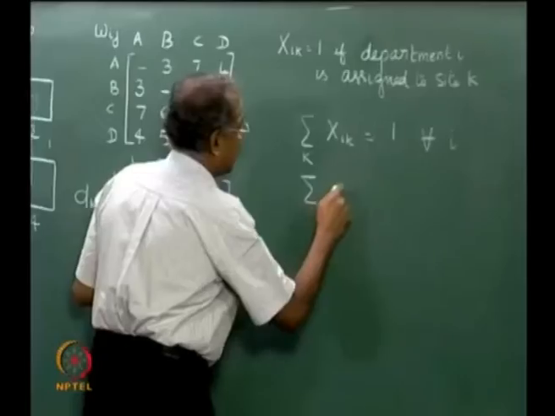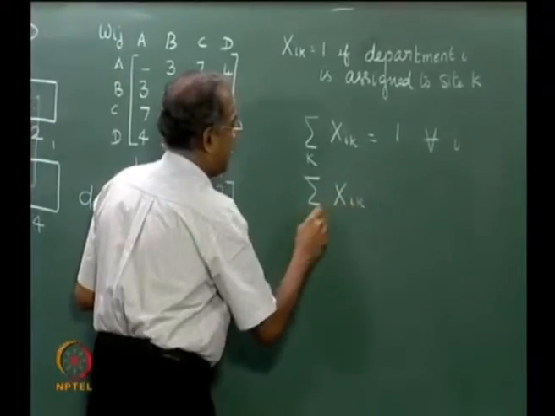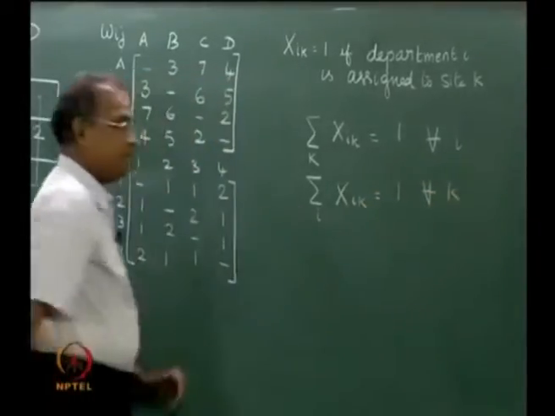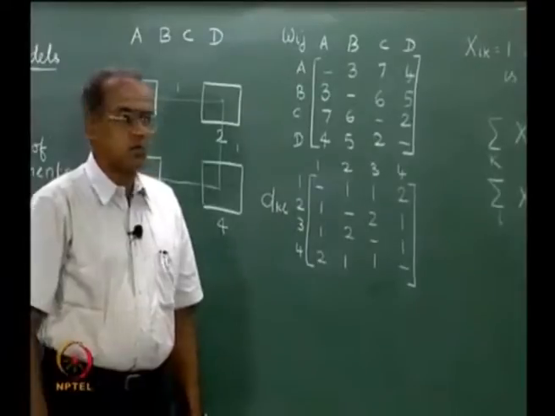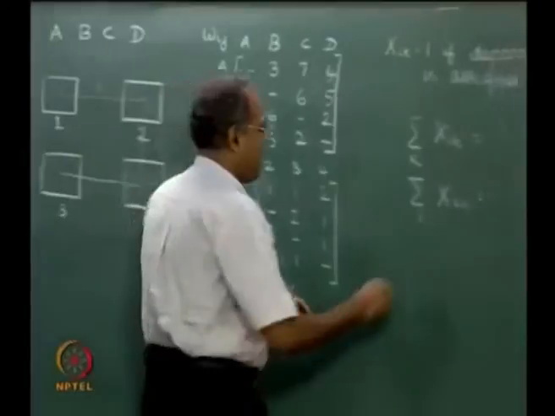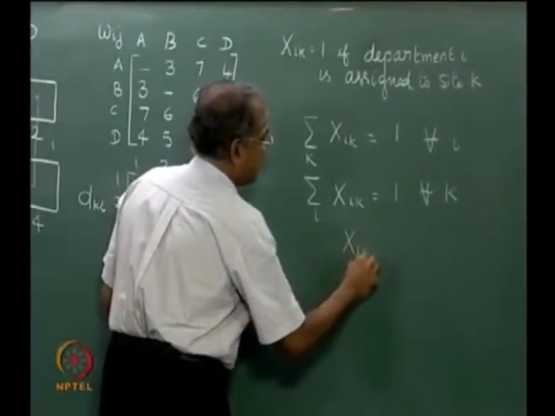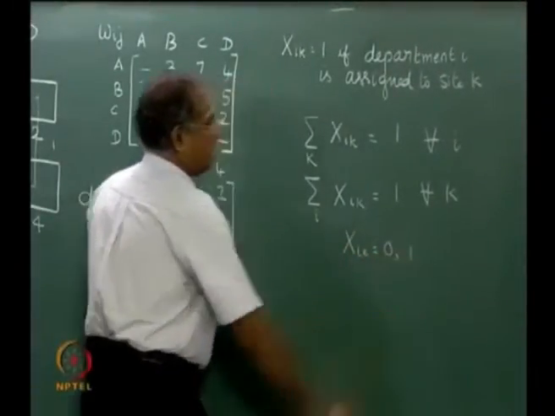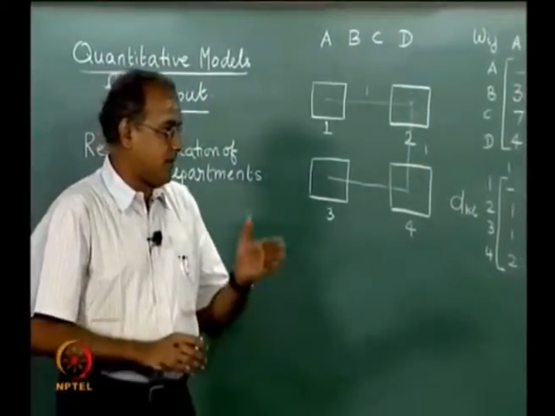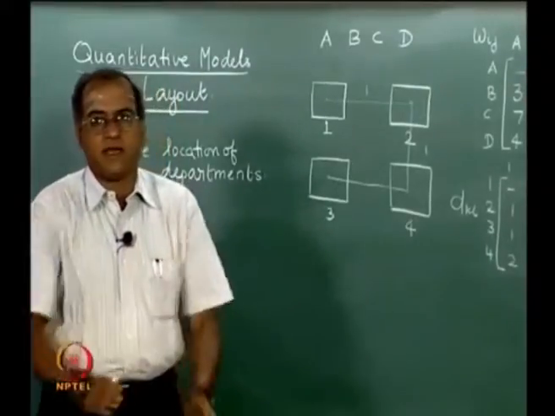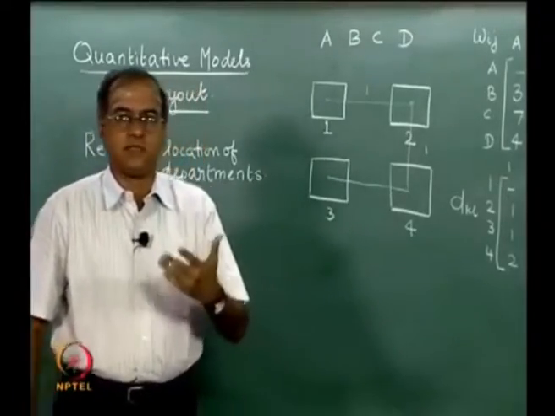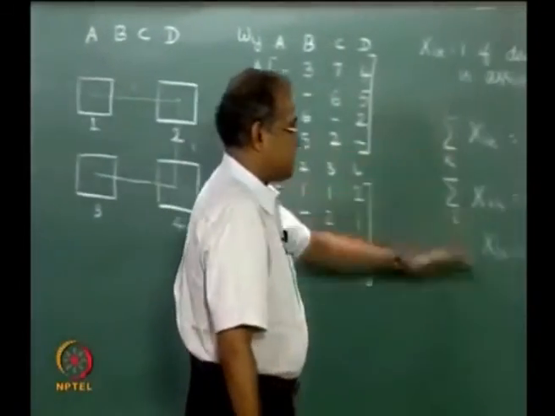Every site gets only one department: xik summed over i equal to 1 for all k. k is the site. So, every site gets exactly one department allocated to it, and xik is equal to 0 or 1, which is a binary variable. So, if department i goes to site k, then the value is 1. If department i does not go to site k, the value is 0. Now, these are the constraints.